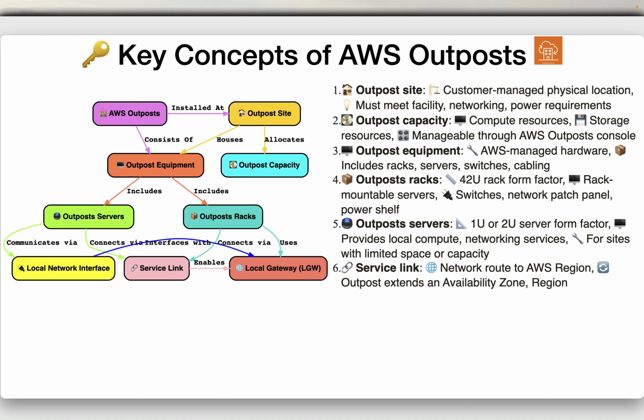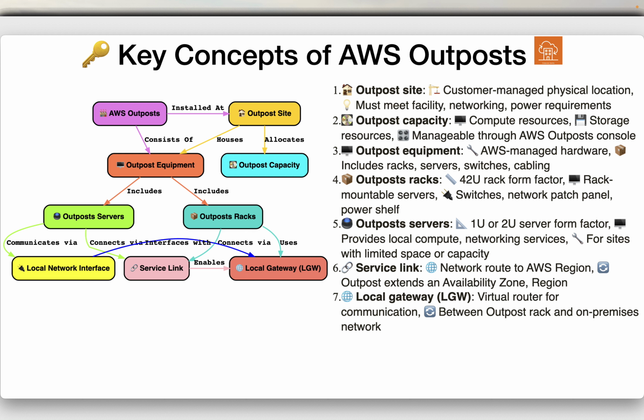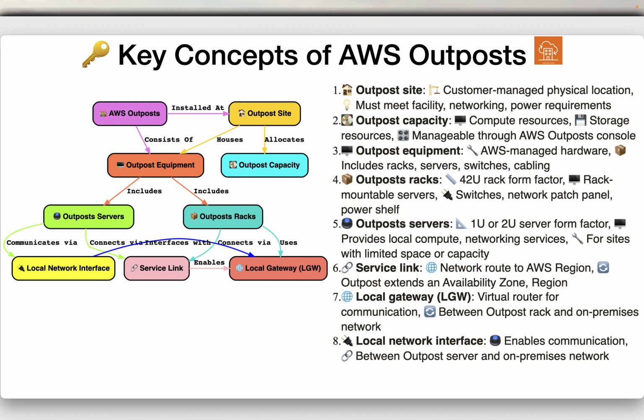A service link is a network route that enables communication between an Outpost and its associated AWS region. Each Outpost is an extension of an availability zone and its associated region. Then we have local gateway. A local gateway is a logical interconnect virtual router that facilitates communication between an Outpost rack and the customer's on-premises network. Local network interface. A local network interface is a network interface that enables communication between an Outpost server and the customer's on-premises network.